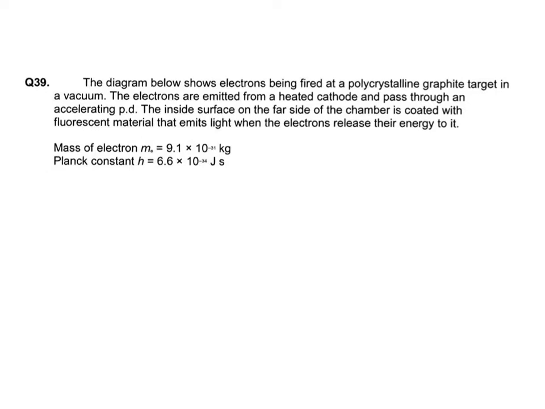And we're given the mass of an electron and Planck's constant, which for some reason we're only given to 2 significant figures when they're on the datasheet to 3. I guess this question predates the datasheet.